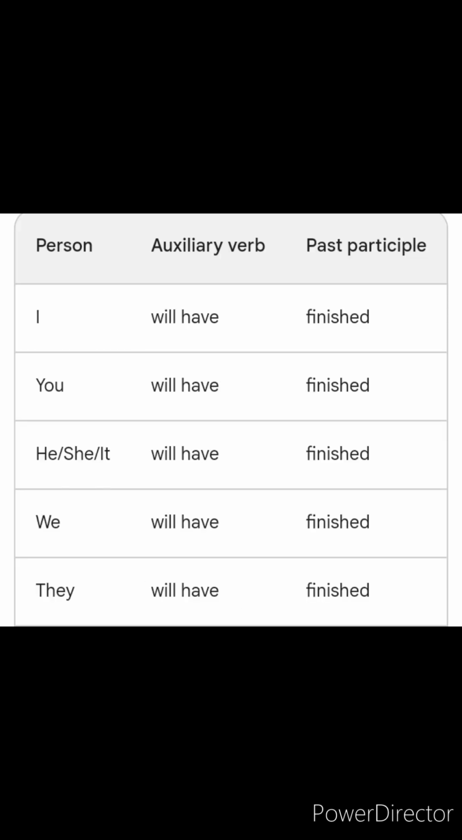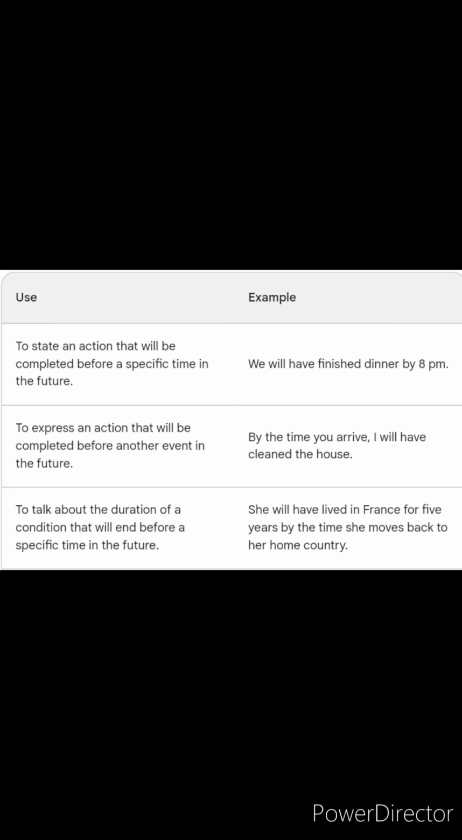The structure for different person goes like this. In the following table, it is given I will have finished, you will have finished, he, she, or it will have finished, we will have finished, they will have finished. So structure is subject plus will have plus the past participle. Now let us continue with the uses. To state an action that will be completed before a specific time in the future. We will have finished dinner by 8 p.m.